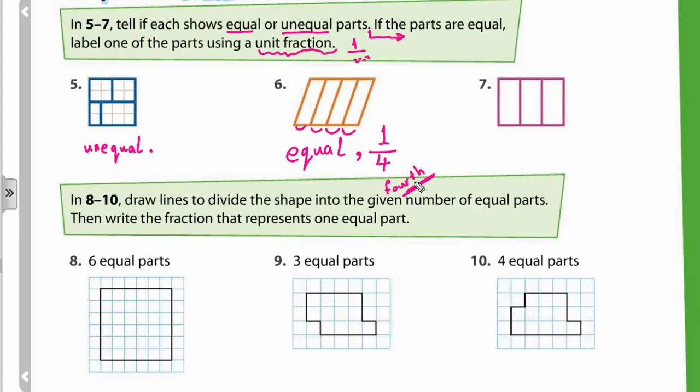Muhammad al-Najjar. Yes. Question number 7. Equal or unequal? Equal. Okay, so we need to write the fraction, the unit fraction, 1 over.